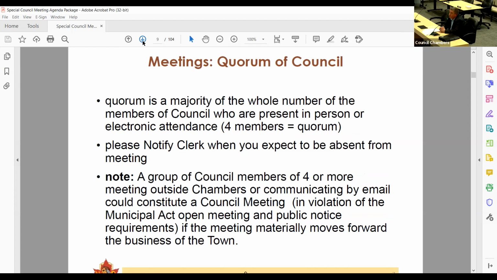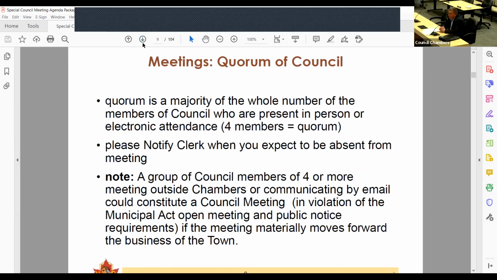that either meet outside chambers or communicate by email or text could possibly constitute a council meeting, and that could potentially be in violation of the open meeting rules and the public notice requirements of the meeting. And that's in particular if that discussion or that group of emails or texts has the effect of moving forward the business of the town in a material way. Next slide, please.